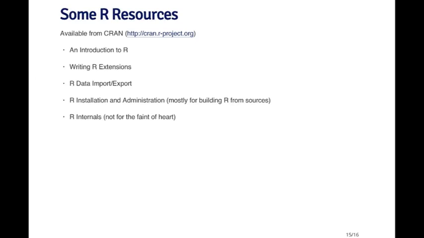and I'll talk about that in another video. And then the R Internals Manual is a really technical document for how R is designed, how R is implemented at a very low level, and it's not really for the faint of heart. But if you're the kind of person who wants to know how R works at a very, very low level, this is the document for you.